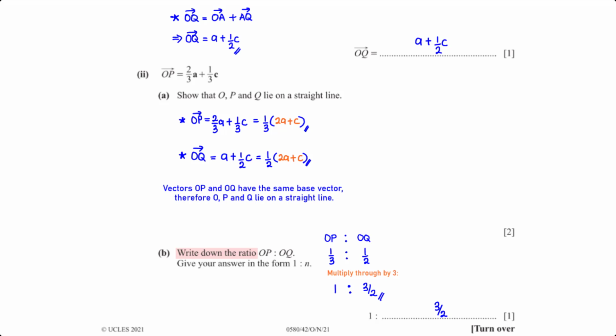Write down the ratio OP to OQ. Give your answer in the form 1:n. Based on our results in the previous question, we can write OP to OQ as 1/3 to 1/2. When we multiply through by 3, we get 1 to 3/2.